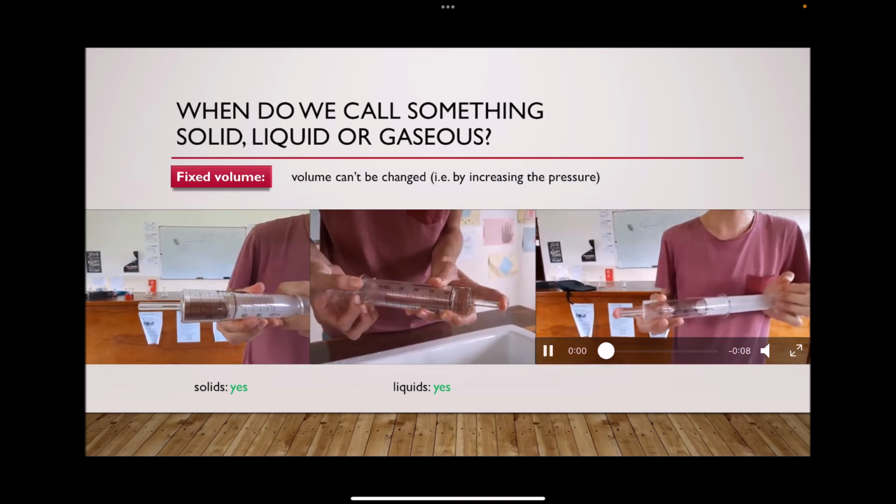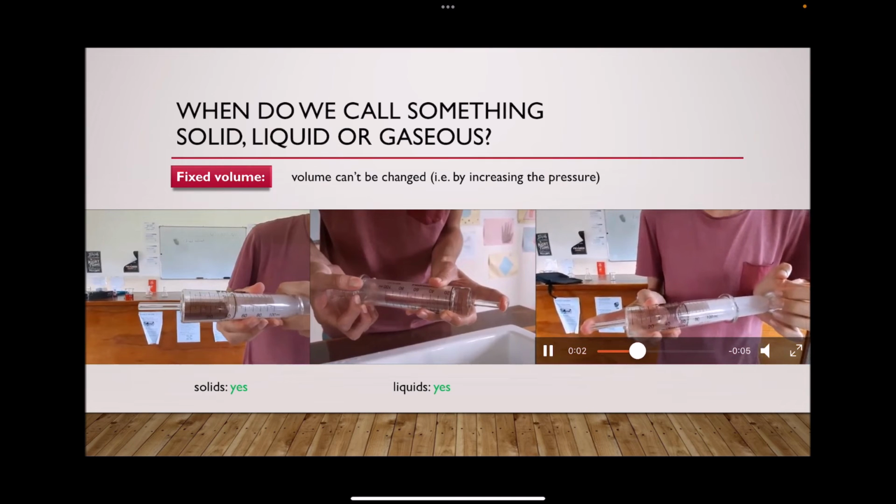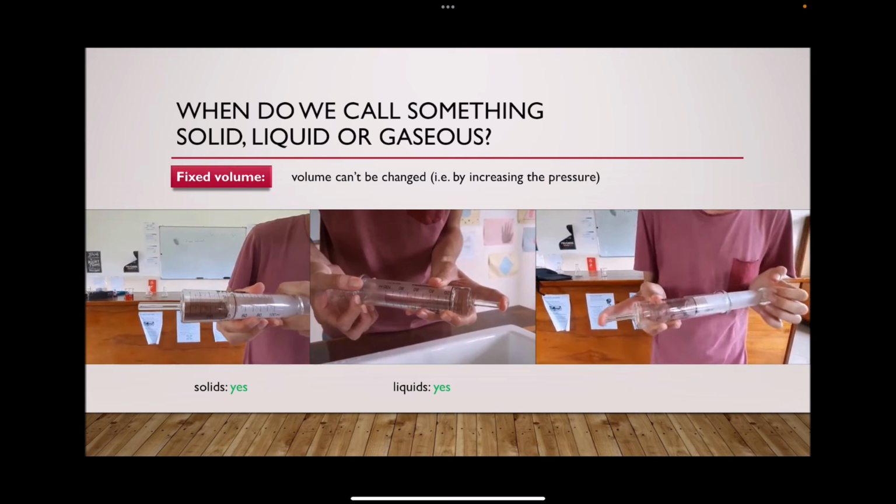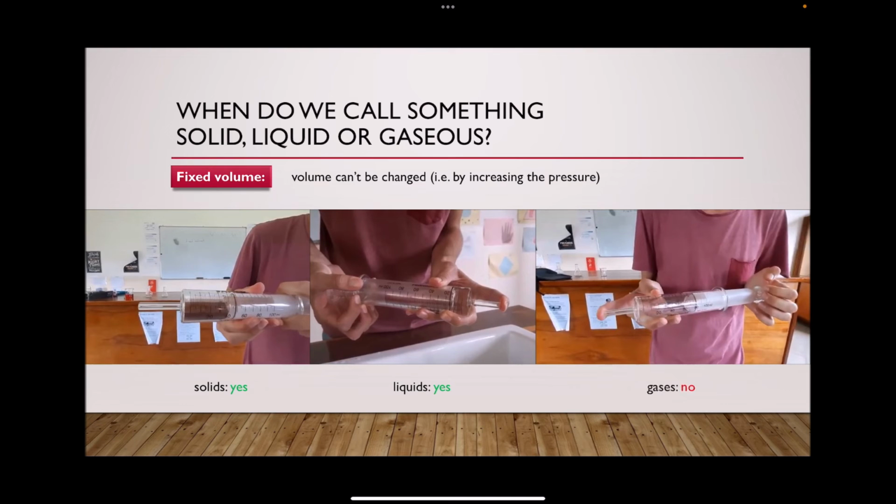Here the gas syringe is filled with some air and the syringe is closed by my finger, and when I put in pressure from outside, you can see that the volume actually decreases. It is not fixed, and therefore gases have no fixed volume. Now we can see that if a substance shows no fixed volume, we can instantly tell that this substance must be in the gaseous state of matter. But if another substance has got a fixed volume, we can't scientifically tell whether it's a solid or a liquid. It could be both.